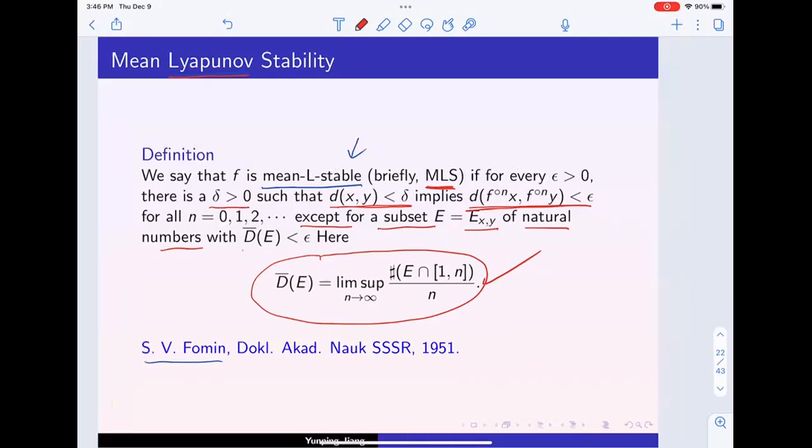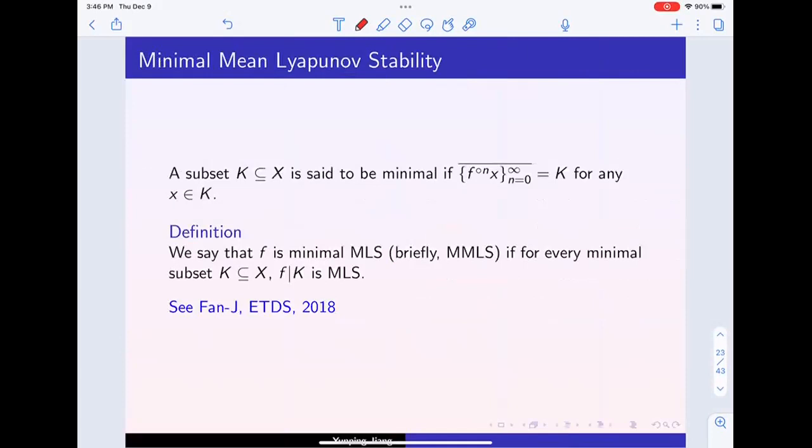Now we also define something called minimal, meaning minimal set. That's another very important concept in dynamic systems. A subset in X is said to be minimal if it doesn't matter which point you pick, you iterate it, then you take the closure, and you always get K. It doesn't matter which point you started from. So that's called minimal.